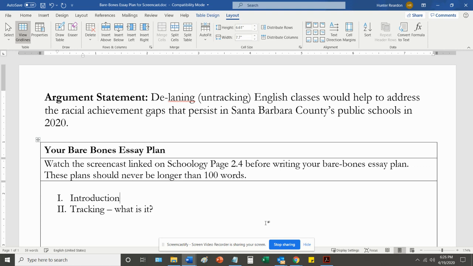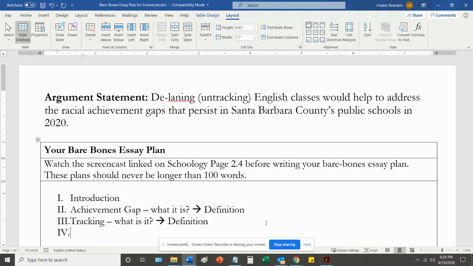What's tracking? Maybe I would actually want to put, since the achievement gap is a much bigger abstract concept, I might want to put that first. I'm going to say achievement gap, like what's that? What is it, right? So I'm engaging in the rhetorical mode of definition here. And then again, we're engaging in the rhetorical mode of definition. So, okay, I've defined the two terms.